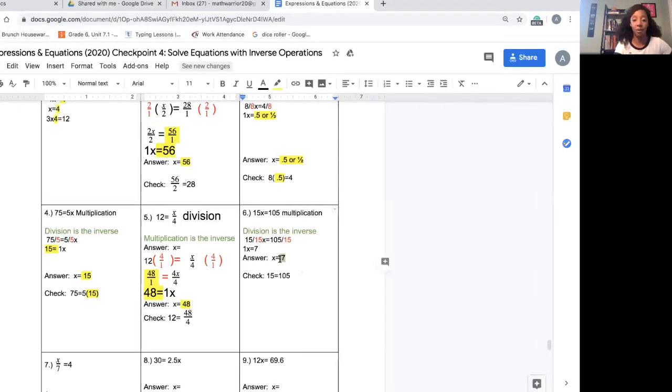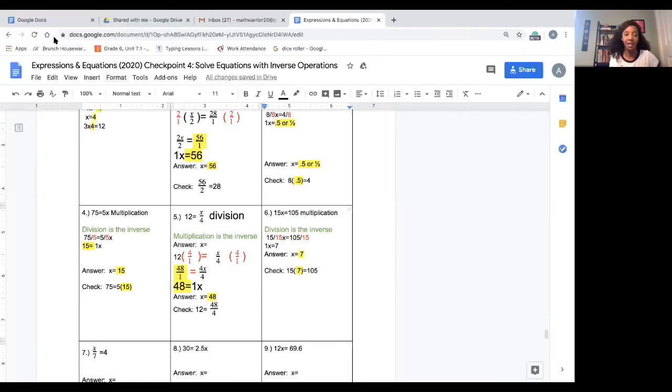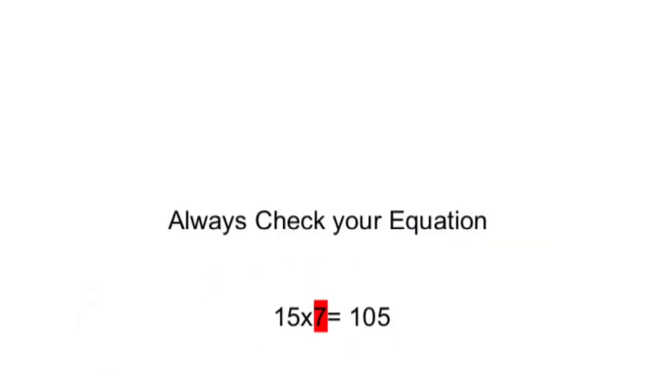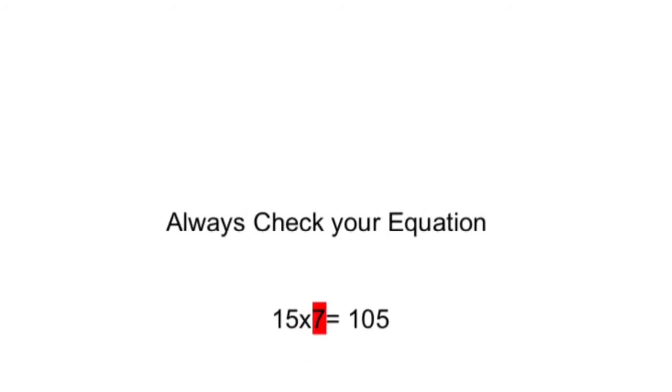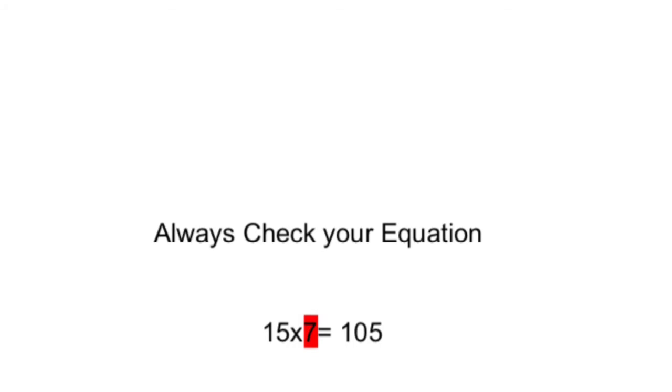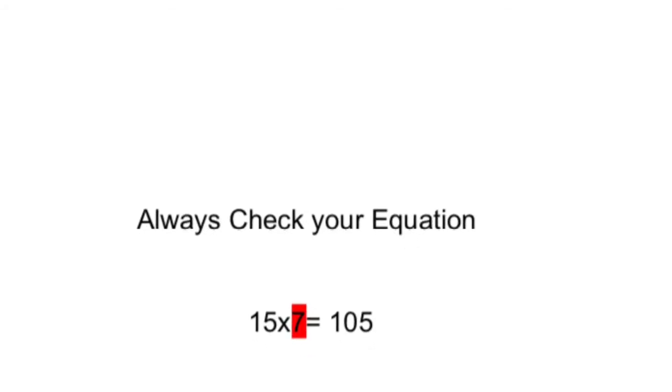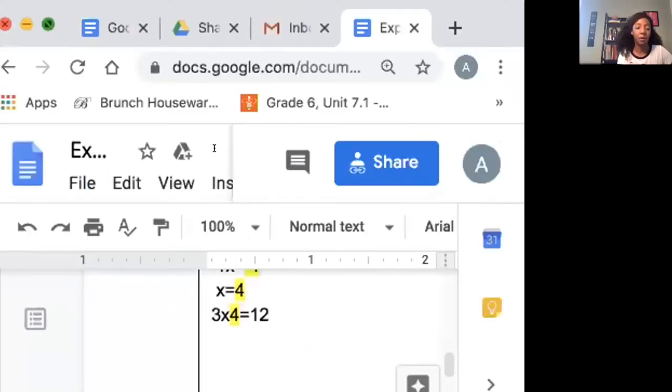And I see when I check my work that if I plug in 7 for x, I will have 15 times 7. I know that 15 times 7 equals 105. We're almost done.